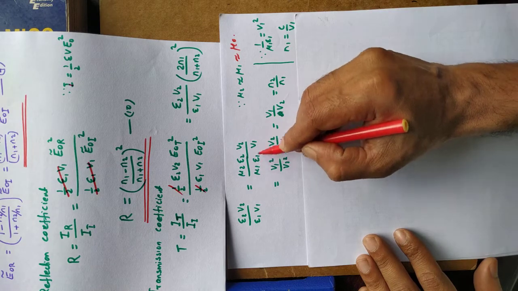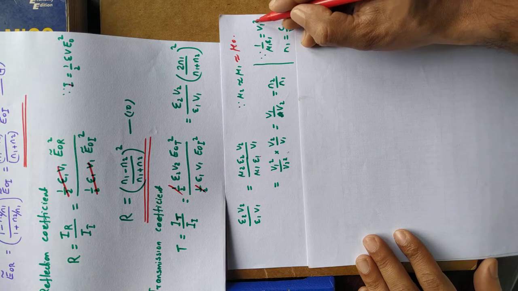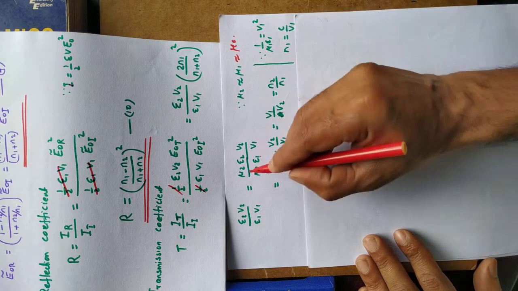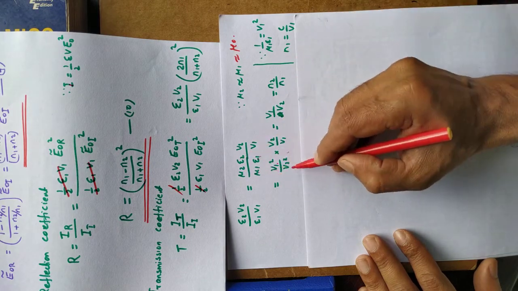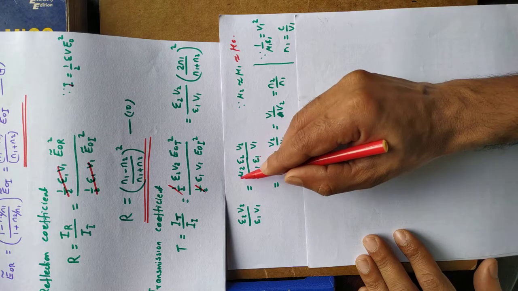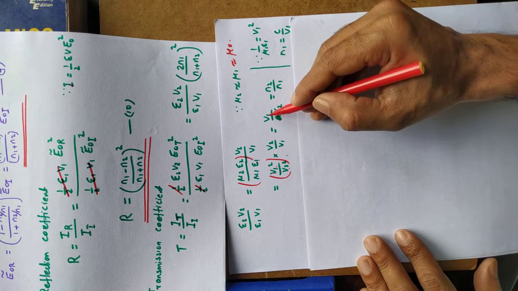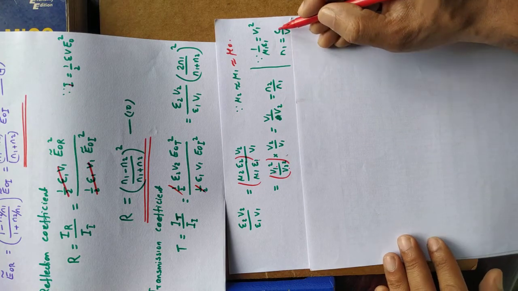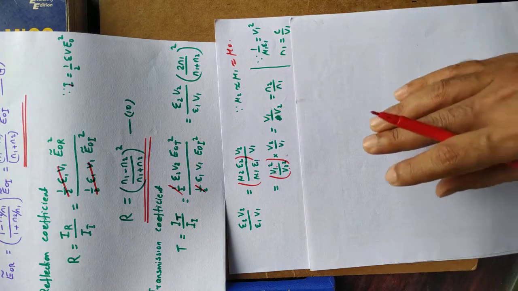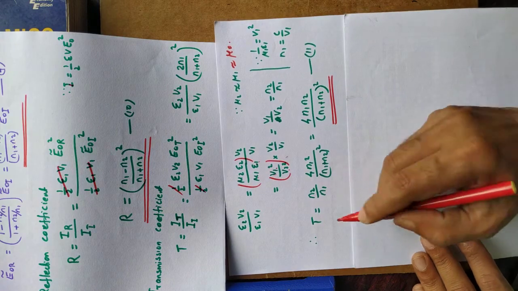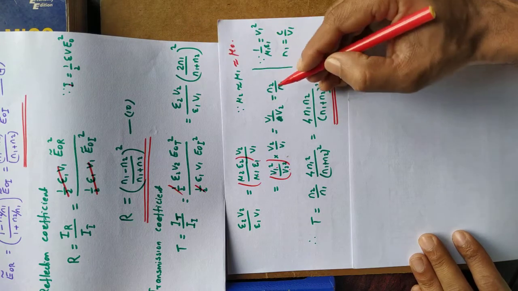So epsilon 2 v2 divided by epsilon 1 v1, and we know 1 by mu1 epsilon1 is v1 square, velocity in the medium. Similarly, 1 by mu2 epsilon2 is v2 square. So this becomes v1 square divided by v2 square into v2 by v1, that is v1 by v2. We have refractive index n1 equal to c by v1, n2 equal to c by v2. So v1 by v2 is n2 by n1. So the transmission coefficient has the factor epsilon 2 v2 divided by epsilon 1 v1, that is n2 by n1.